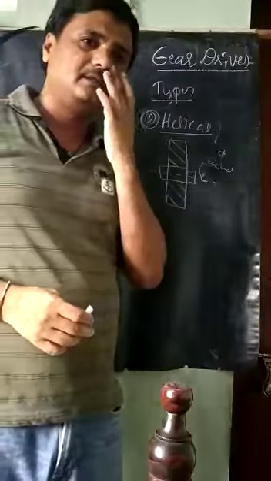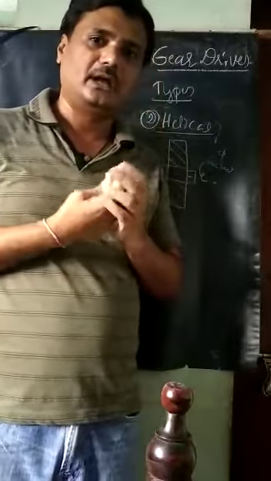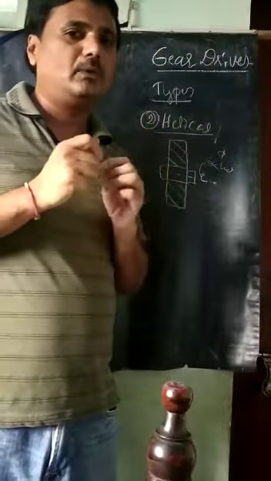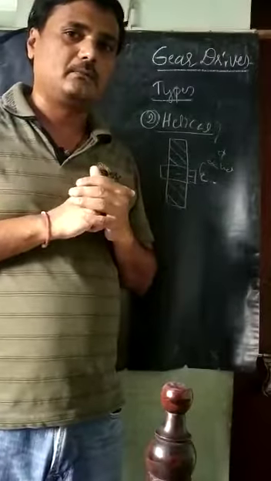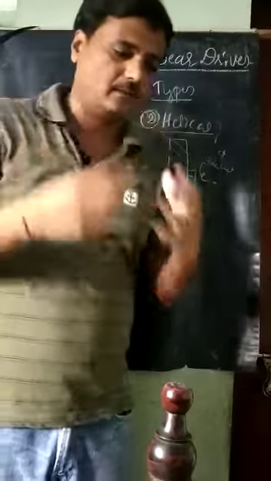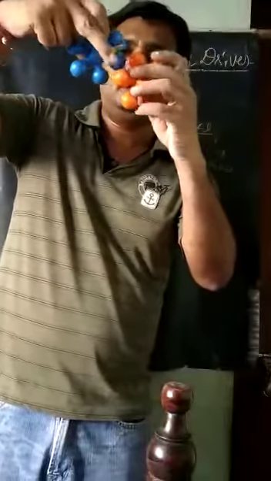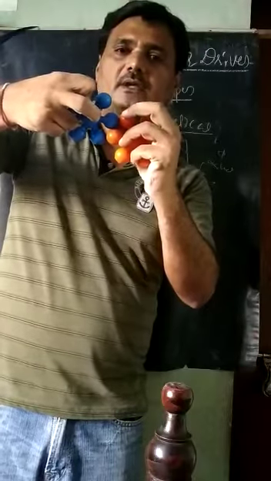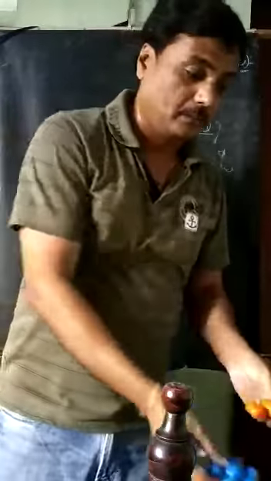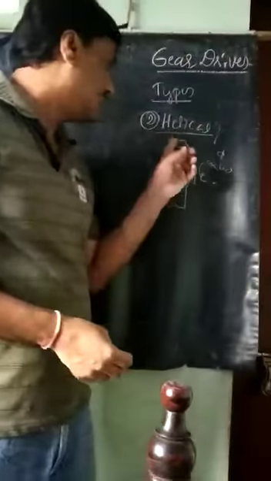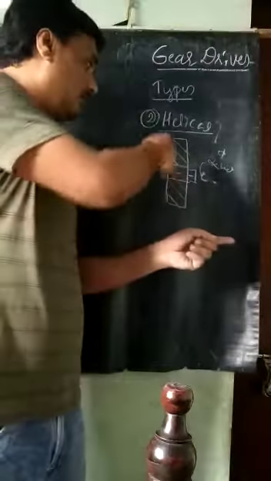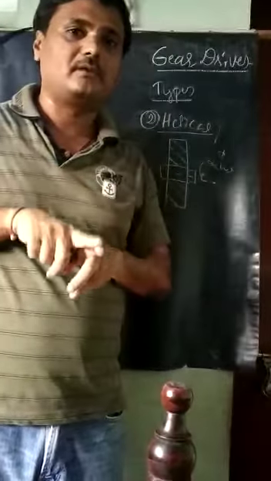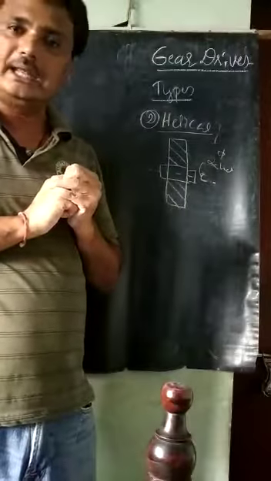Why make the teeth slanted? It is very important. If the teeth are straight like a spur gear, there will be a line contact or a point contact between the driver and follower. But in the helical gear, the slanted teeth give more surface contact, and then more power transmission takes place.